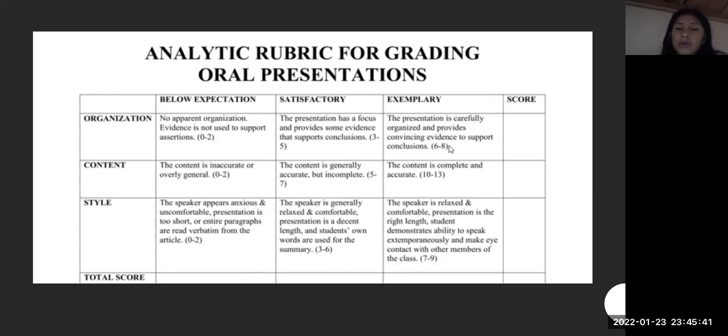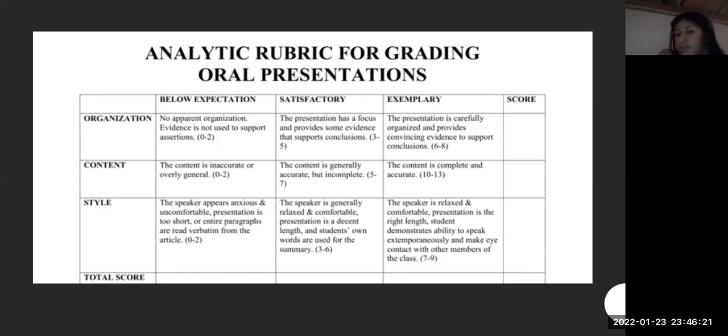The punctuation is 6 to 8, but only if the students present below expectations, or for example it's not organized, it doesn't use the verbs or grammar correctly, or the vocabulary is not correct, and the punctuation is from 0 to 2.